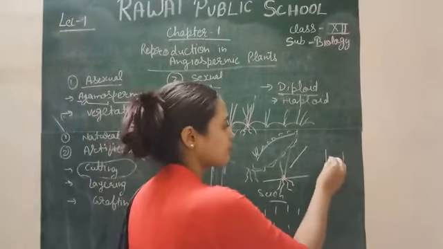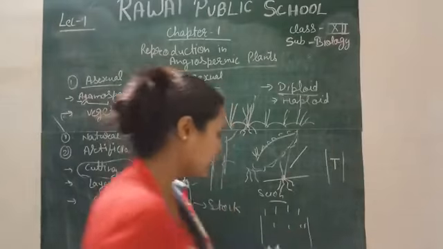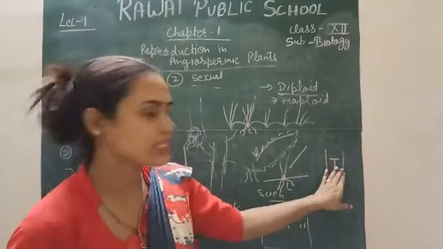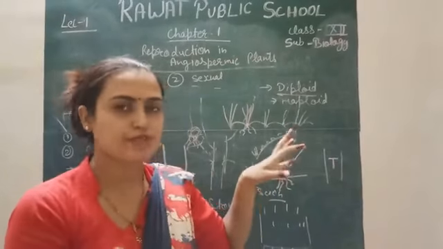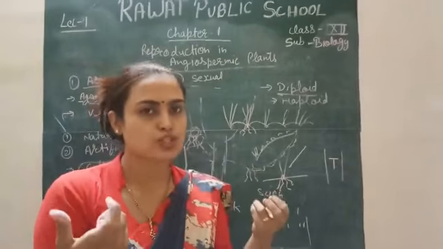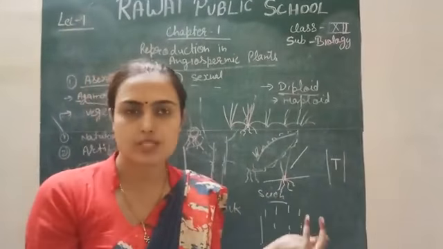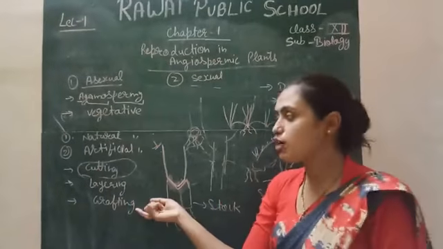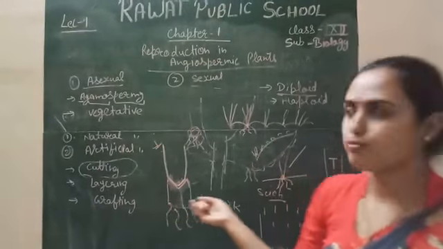One more type of grafting is bud grafting. In bud grafting, we make a T-shaped cut in the stalk, and the bud of your desired character is put here and tied up. After a few days, the bud tissue attaches with the stalk tissue, and the new plant is formed. Simply, this is the method of artificial vegetative propagation.